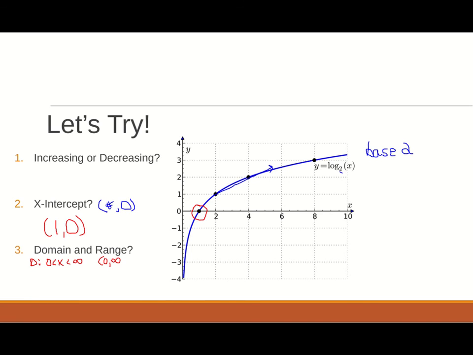Now going for the range. The range doesn't change. We go bottom to top. So at the bottom, it keeps going on forever, so that's got to be negative infinity, less than the y value, because we're talking about range, less than positive infinity because it continues on forever. Remember, you can always rewrite that as parentheses, negative infinity, comma, infinity.